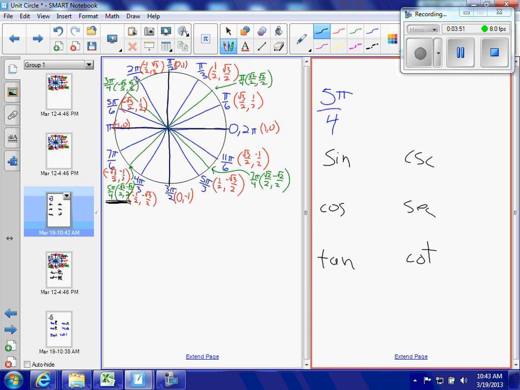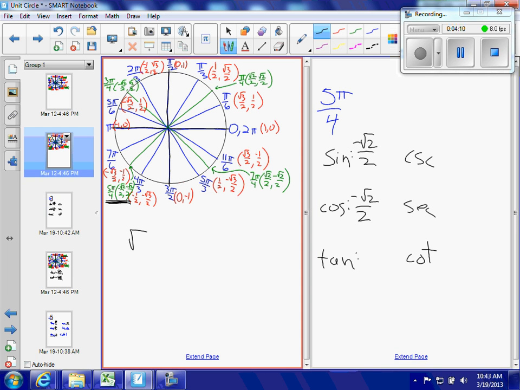Well, I can see it's hard to read, I know, but my sine and my cosine are both negative radical 2 over 2, negative radical 2 over 2. That's because 5 pi over 4 is one of my 45-degree angles, and sine and cosine are going to be the same length. Well, tangent is going to be negative radical 2 over 2 divided by negative radical 2 over 2, which is equal to 1. It is not equal to negative 1. It is equal to 1, because the negative signs cancel each other out. So tangent is equal to 1.